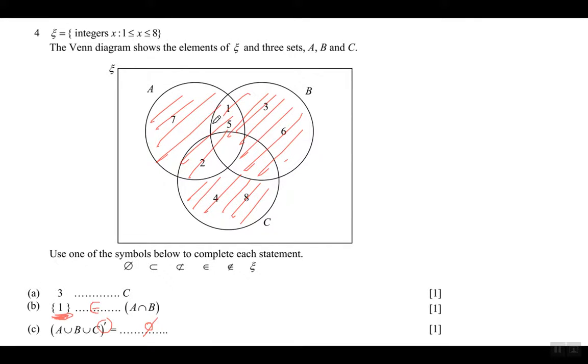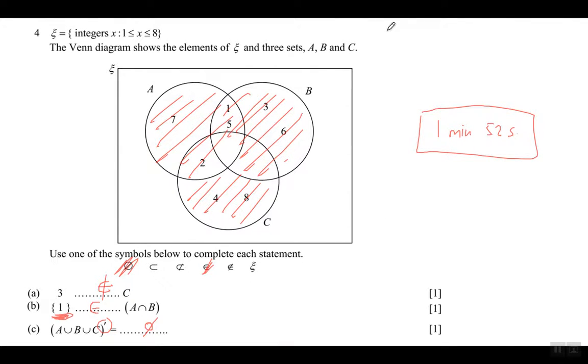Let's go back to A. 3 is what? 3 is outside of C. So we have used up this thing. It is not part of C. Okay, done. 1 minute 52 seconds.